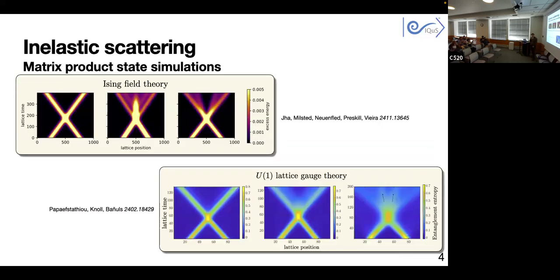On the other hand, there have been classical simulations of these inelastic processes that have been done in one dimension using matrix product states. This is a classical simulation technique that is very efficient in one dimension. Here I'm showing two more examples, one in the Ising field theory and one in the U1 theory. What is going on in these simulations is that you start with two particles on the bottom of these plots.